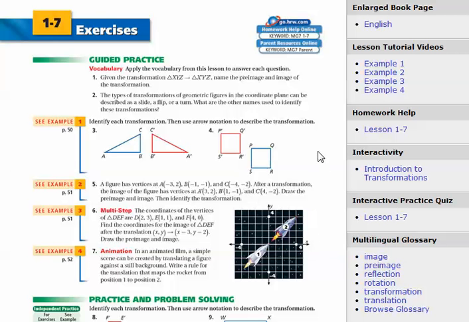Also, just a reminder that you have all of these video lessons and things on the right-hand side of your online text. This interactivity is really good. Introduction to Transformations takes you through a few different examples and ideas to look at as well. Again, you have an interactive practice quiz for this section.